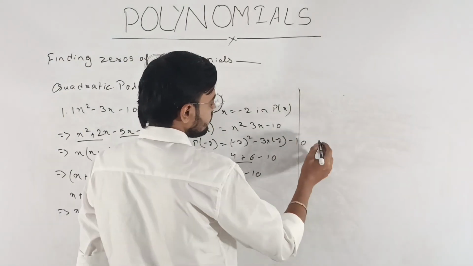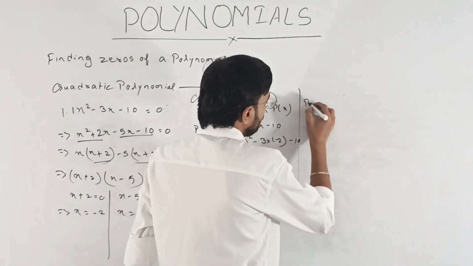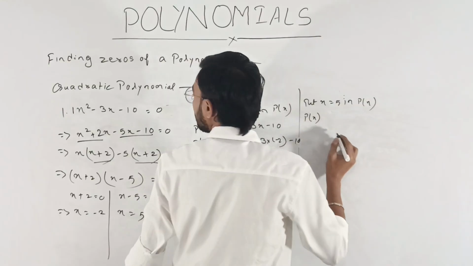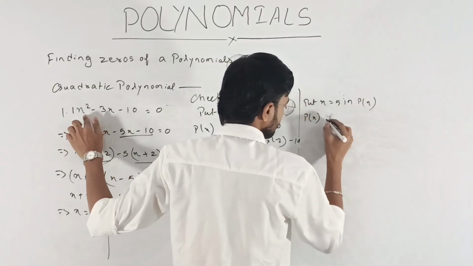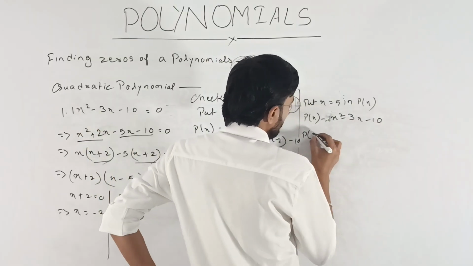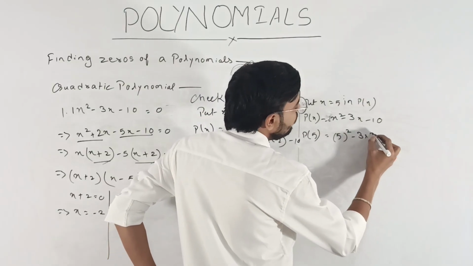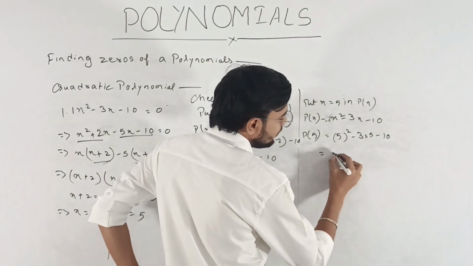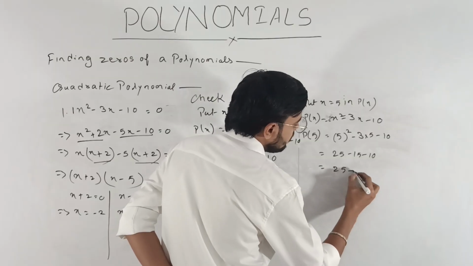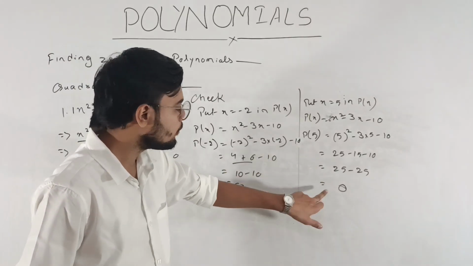Now check for 5. So for 5, put x equal to 5 in our given polynomial p(x). Now what is the polynomial p(x)? p(x) is x square minus 3x minus 10. Now put 5 in place of x. Now in x we put 5, then 5 square minus 3 into 5 minus 10. Okay, now 5 times 5 is 25, 3 times 5 is 15, minus 10. Now 25 minus 15 minus 10 becomes 0. Now after putting x equal to 5, again our polynomial becomes 0.